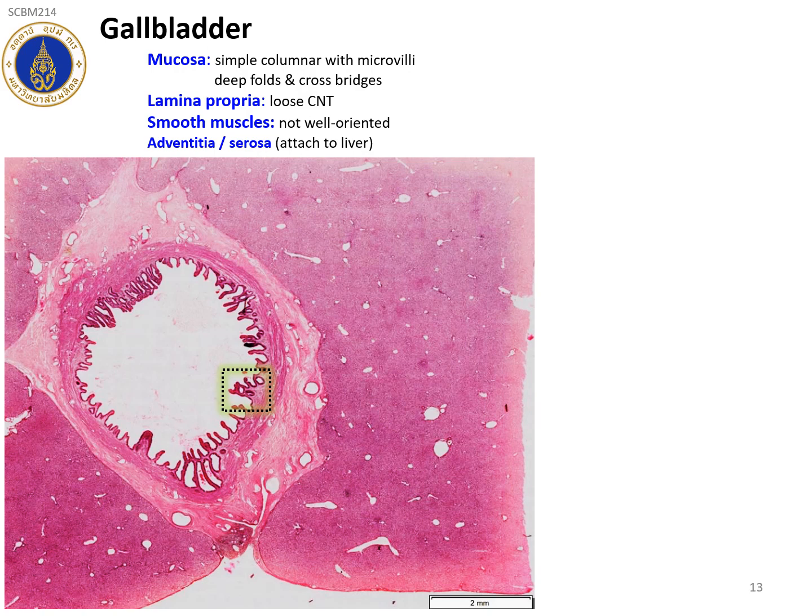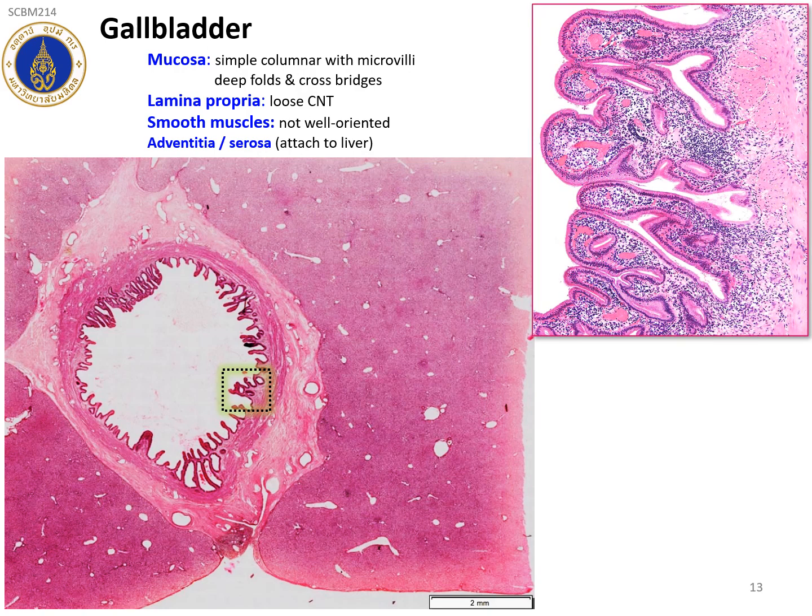Gallbladder shows the appearance of high mucosal folds which cross over each other. It is lined by simple columnar cell with microvilli. However, it lacks muscularis mucosae and submucosa. The smooth muscle layers are interspersed.